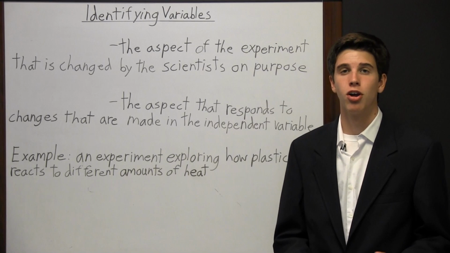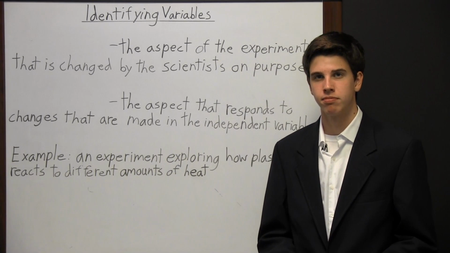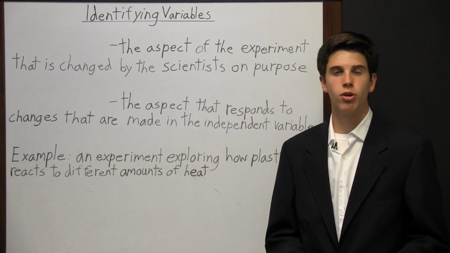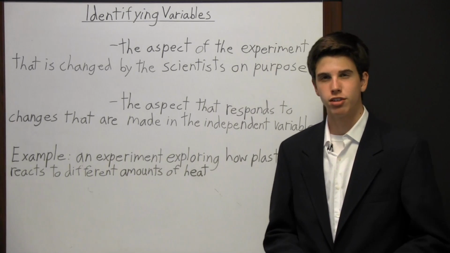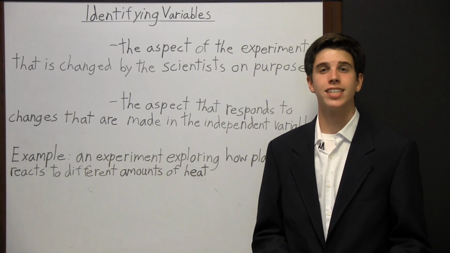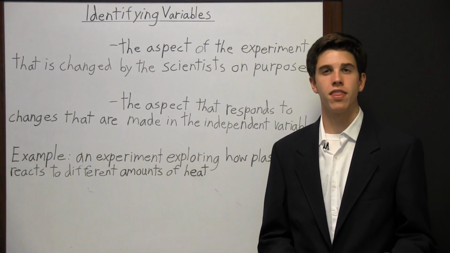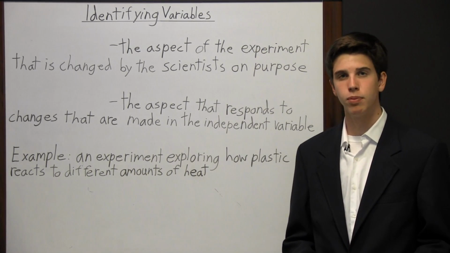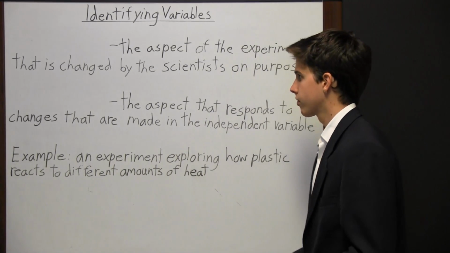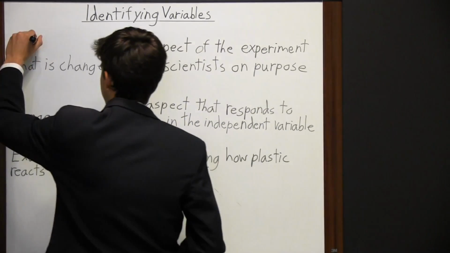ACT Science Research Summaries. When you are evaluating a research summary, you should take special care to identify the variables in the experiment. The variables in the basic experiment can be either independent or dependent. So we'll start with independent variables.